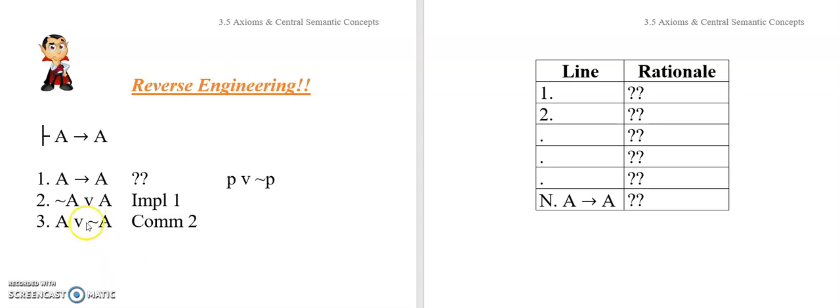Okay, and now that you've got your P or not P, now that you've found one of your axioms, in this case LEM, you're sort of done with the reverse engineering project. And so you can say, okay, I'm going to start with A or not A, and I'm going to say that that's the law of excluded middle. Okay, so now I'm going to write up my formal proof.